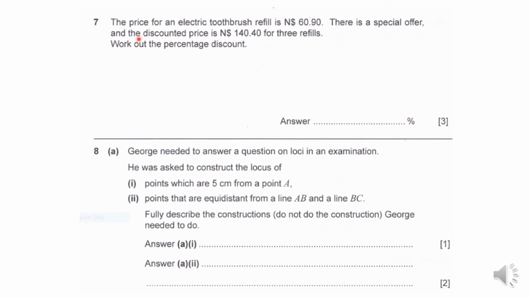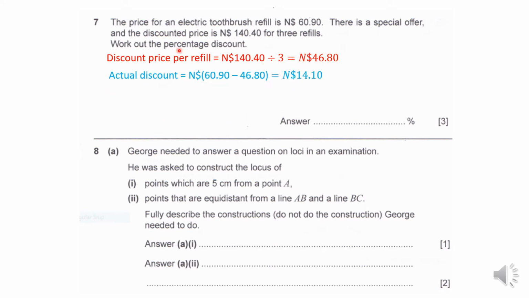Right, so we have got the price of an electric toothbrush. There are also 2 or 3 ways to do this question, but what I did here is I first divided 140.4 by 3 to get the price of 1. The actual discount that I get from this amount is $14.10. I put that over the original cost price. That gives me a percentage of about 23.2%, correct to 3 significant figures.